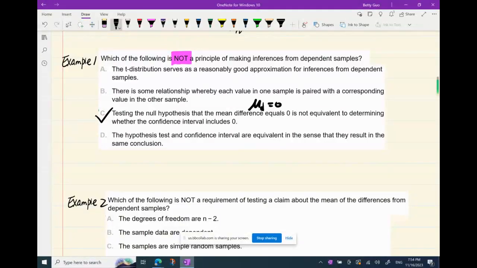Testing the null hypothesis equal to 0 is equivalent to determining whether the confidence interval includes 0, so option C, which says it is not equivalent, is the incorrect statement.